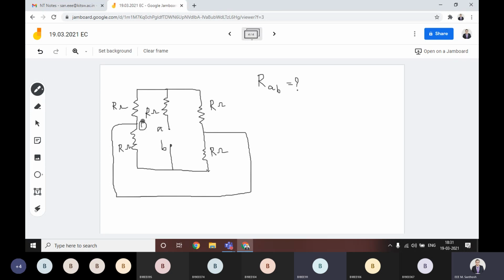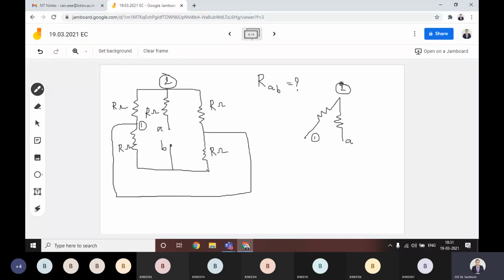Sir, 2R, sir. Very good. 2R. Why? Because simply redrawing, this point I am keeping here only. This is point 1, I am naming. Then this is connected to the second point. Suppose this is 2. Then simply this resistor is there. This is R. Then from 2 to A, another resistor is there. This is A point and this is 2.